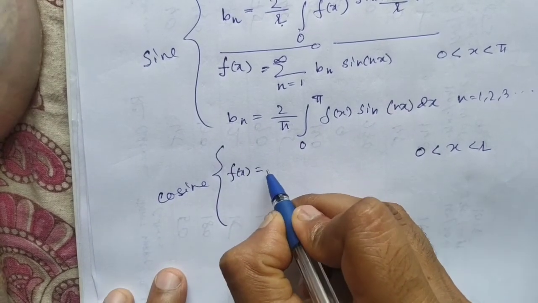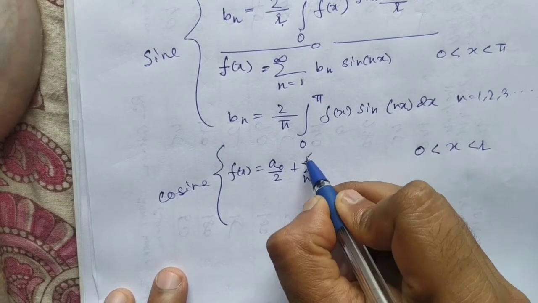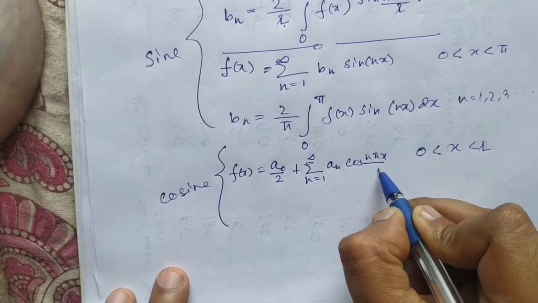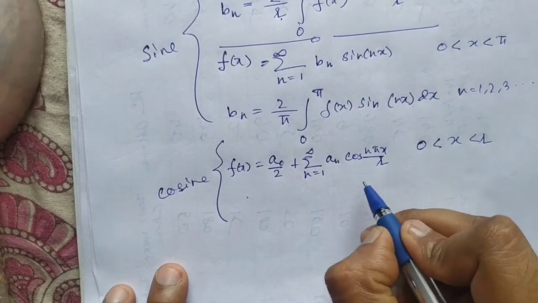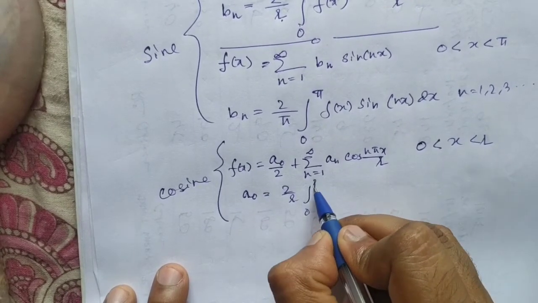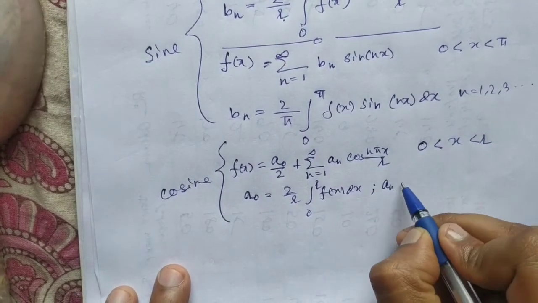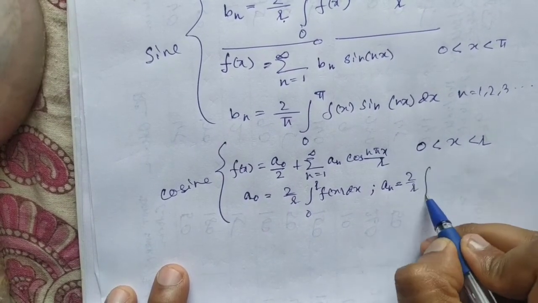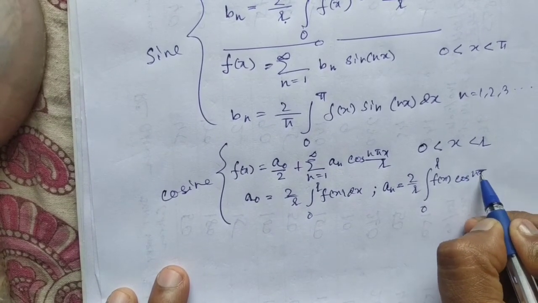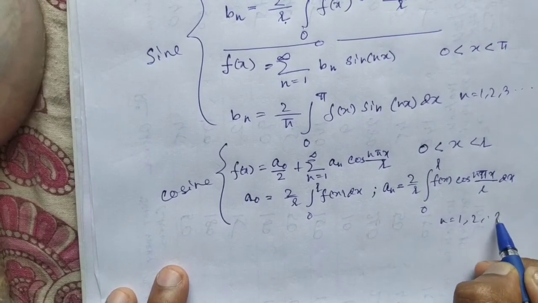f(x) is equal to a0 over 2 plus summation n equal to 1 to infinity a_n cos(n pi x by L), where your a0 is equal to 2 by L, integral 0 to L simply f(x) dx, and your a_n is equal to 2 by L, integral 0 to L f(x) cos(n pi x by L) dx, where n is equal to 1, 2, 3, etc.